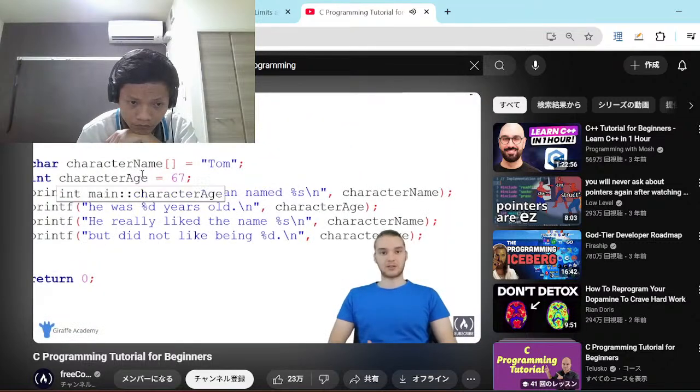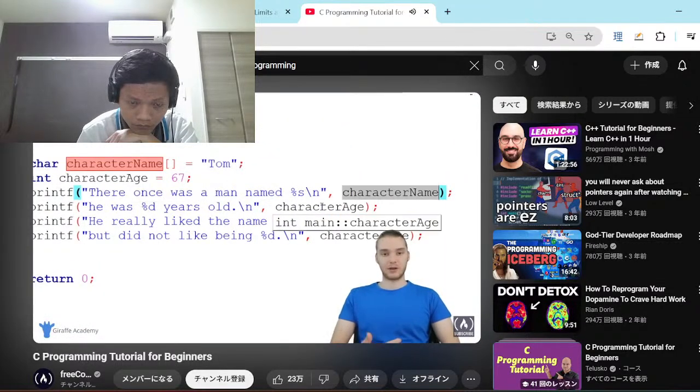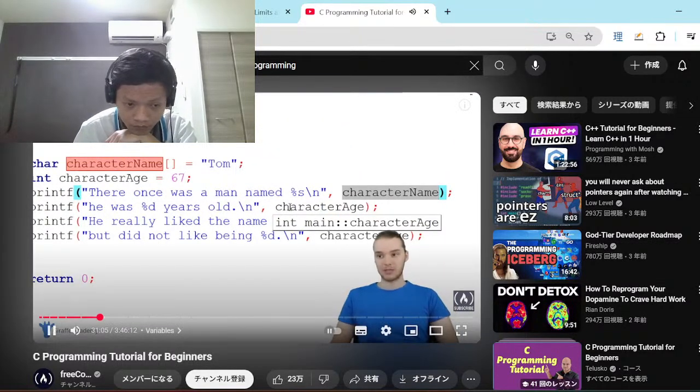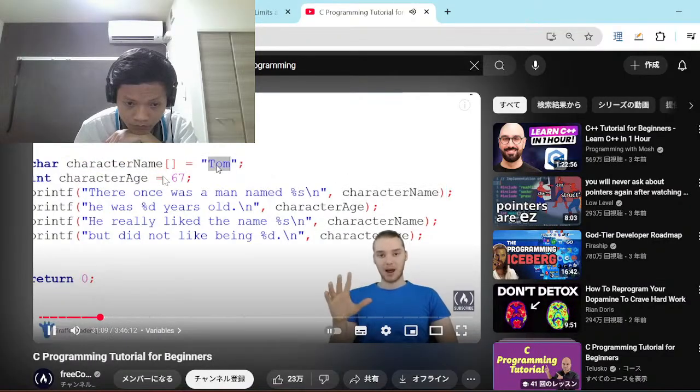In our case, we only mentioned the character's name and the character's age a couple times, but you can imagine if I was mentioning this variable like 10 or 20 or 30 times, having to change it in each one of those individual spots would be extremely difficult. So variables are great because we can store the value one time, and if we want to modify it, we just modify it in one place.